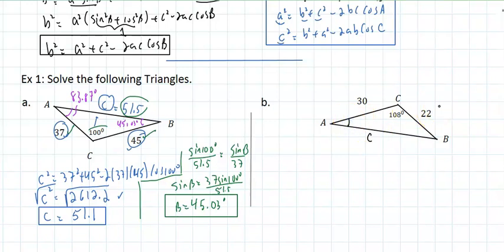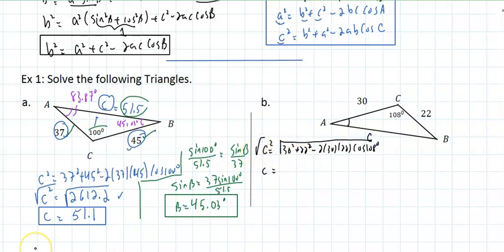So I'll use the law of cosine to figure out what C is, and C squared would equal 30 squared plus 22 squared minus 2 times 30 times 22, the cosine of 108 degrees. So once I get that, I know C will equal the square root of that value.